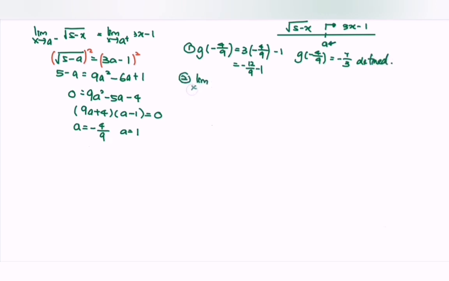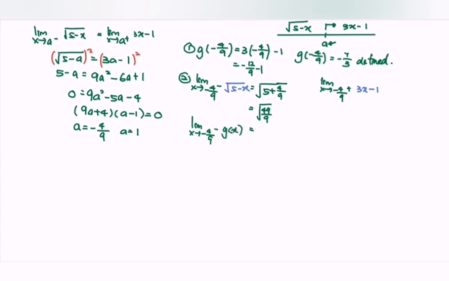Second step: the limit when x approaches negative 4 over 9 from the left, and the limit when x approaches negative 4 over 9 from the right. The function will be the square root of 5 minus x, and the function will be 3x minus 1. So kindly substitute the value. If we substitute, we will have the square root of 5 plus 4 over 9, then the square root of 49 over 9. So the limit when x approaches negative 4 over 9 from the left for the function g(x), the value of y will be approaching 7 over 3.